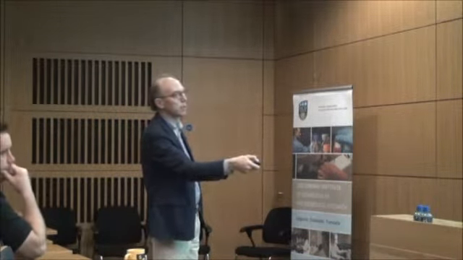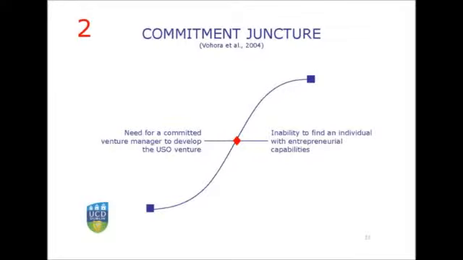So the credibility juncture is a bundle of resources leading to capabilities that introduce the technology in a market and make it or keep it profitable. Credibility. Commitment. The issue of commitment is the tension that exists between the need for a committed venture manager to develop the USO venture and the inability to find an individual with entrepreneurial capabilities. This has been a topic of research by management scholars for a long, long time. Okay? And this is what we discuss now.